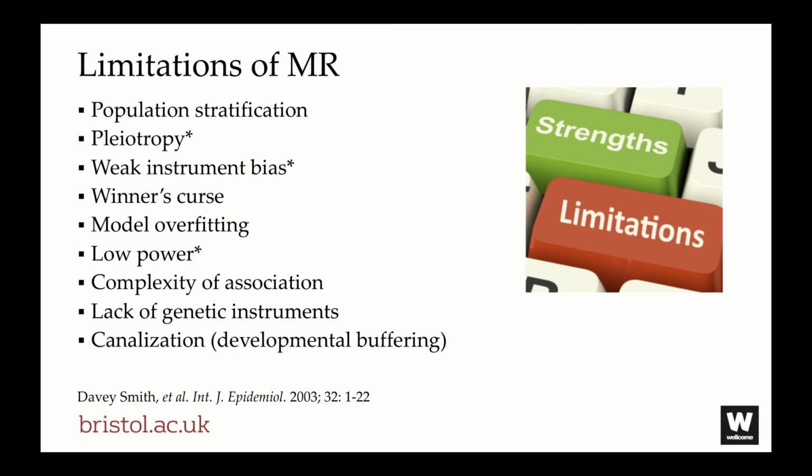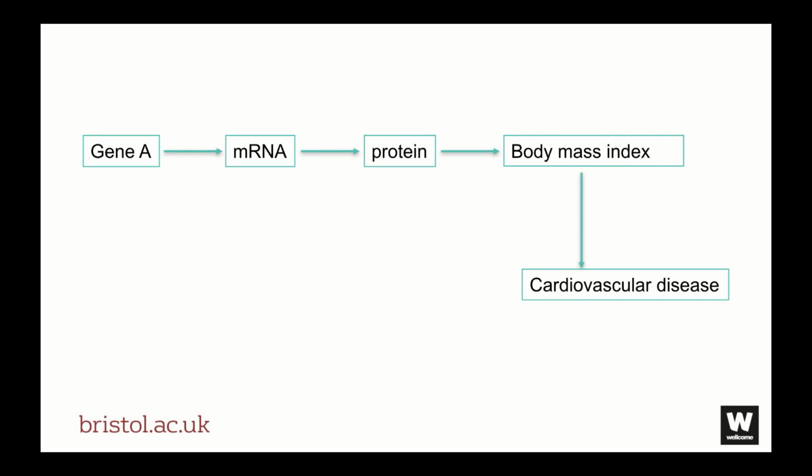Again, for time, if you see any of these that you're interested in, I can talk about them any time this week. But I'm going to mainly talk about the three that I think are interesting at the moment because there are developments in terms of methods to try and overcome these in the space of MR at the moment. So I've got pleiotropy, weak instrument bias, and low power highlighted here. Pleiotropy, as I said, is another word for this independent pathway between your genetic variant and your outcome.